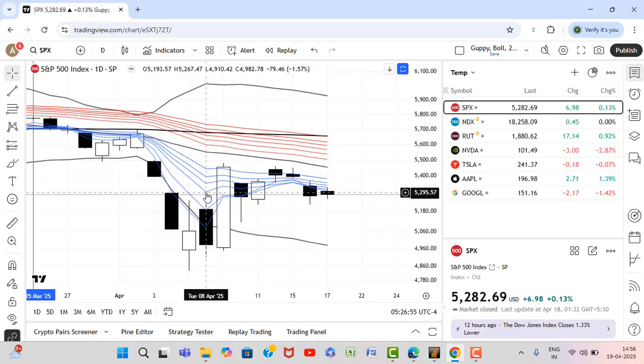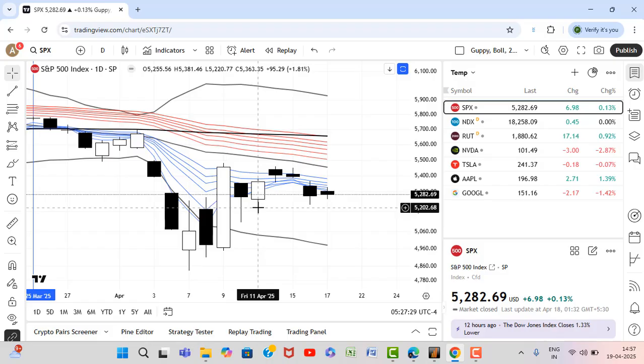So this dashed black vertical line shows I'm sticking to Tuesday 8th April 25. Open on that day was 5193.57, high was 5267, low was 4910, and closed near the low at approximately 4983. We lost 1.57% in the S&P on that day. So this is how a layout, or a template, is formed in Metastock, and TradingView calls it a layout.